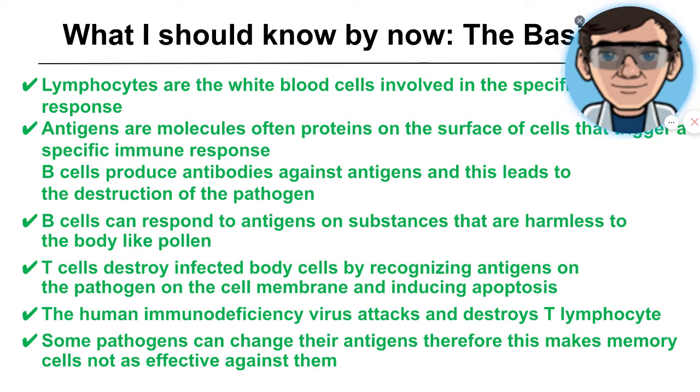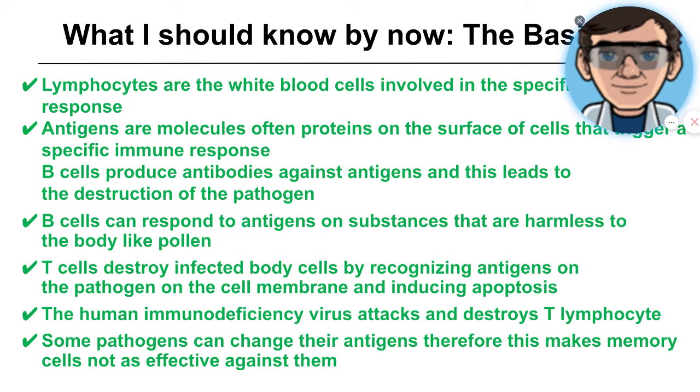B lymphocytes, and try and call them that rather than B cells, produce antibodies which attach to the antigens on the pathogen, forming the antigen-antibody complex, and that deactivates the pathogen. T lymphocytes physically attach to infected cells. They diffuse proteins into the infected cell, and the infected cell then produces self-destructive enzymes and undergoes apoptosis. In both scenarios, phagocytes will then remove the dead cell.